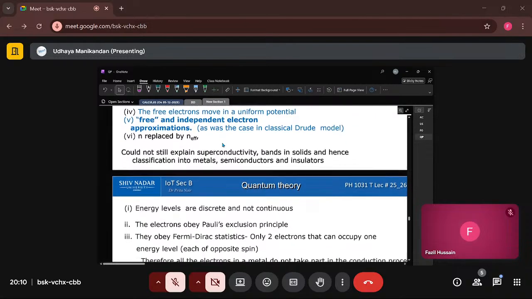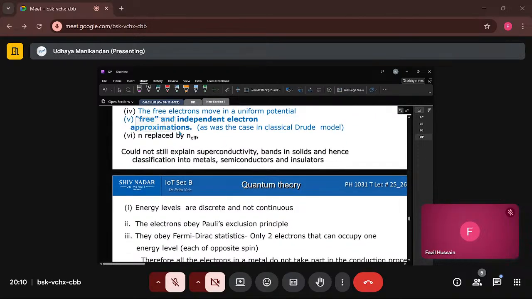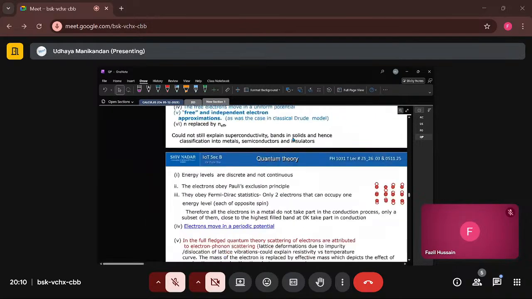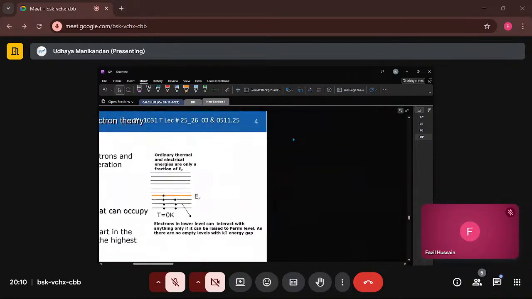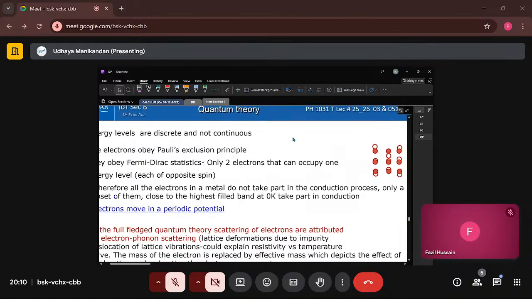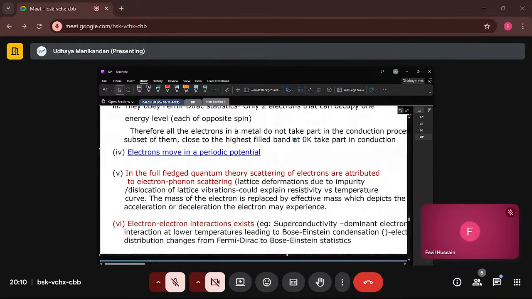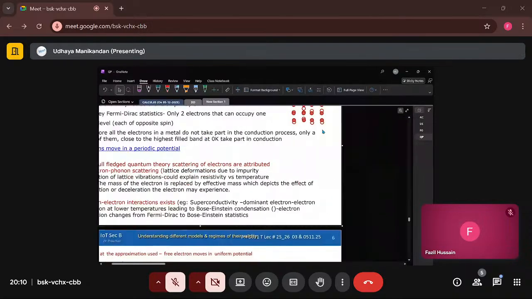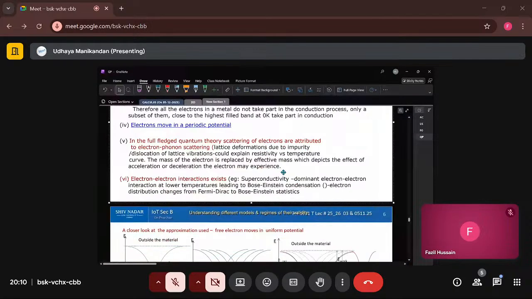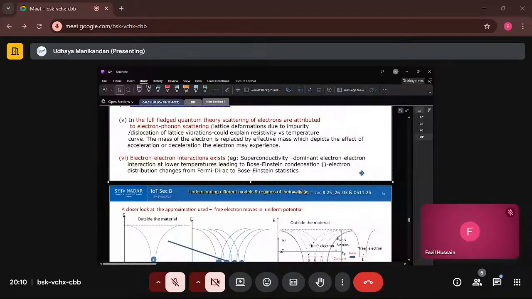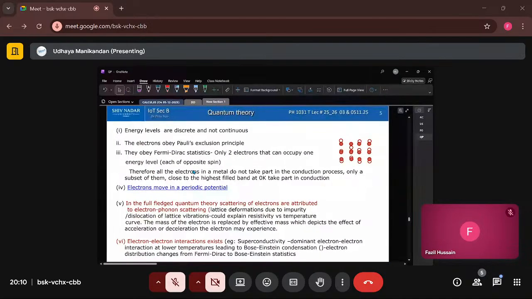Free and independent electron approximations are going to be there. The same thing repeated. And here electron interaction exists. Just remember that.